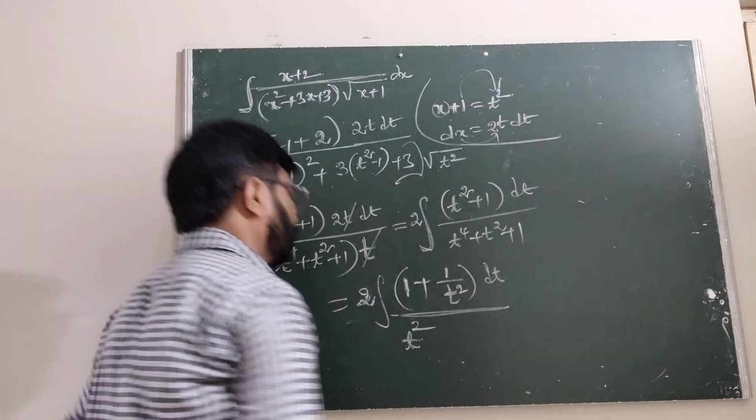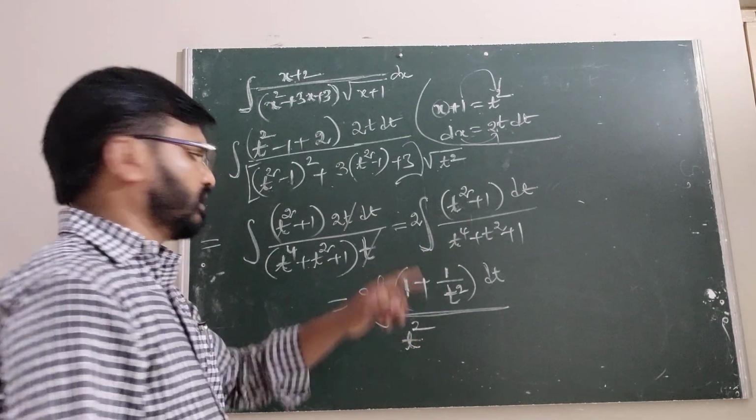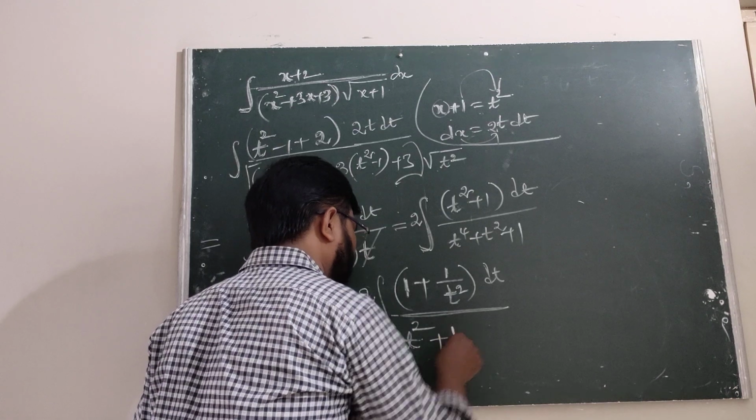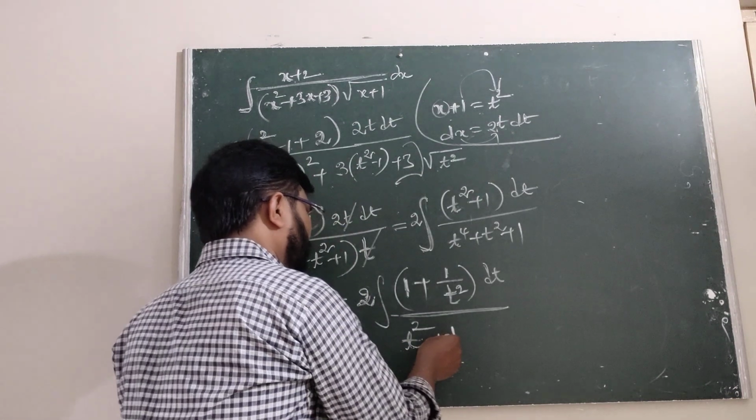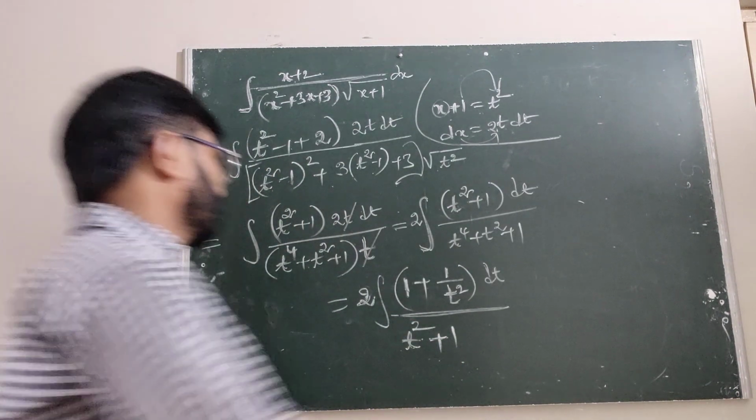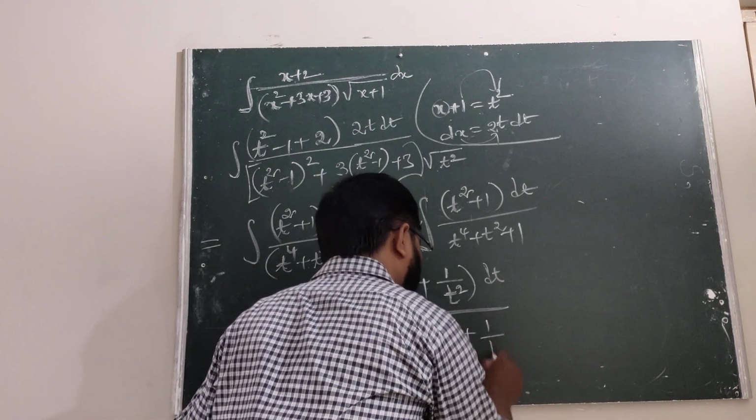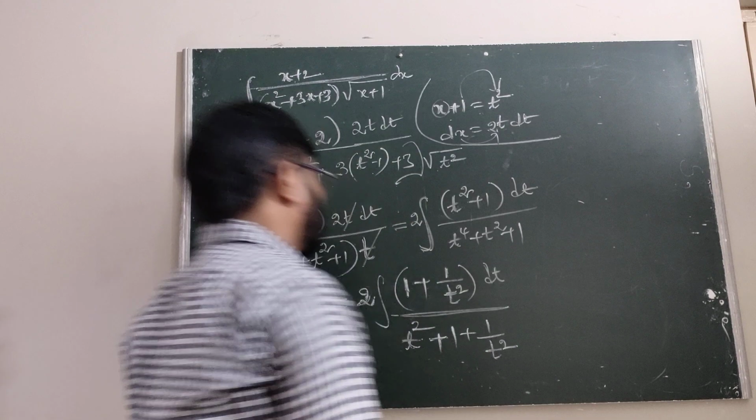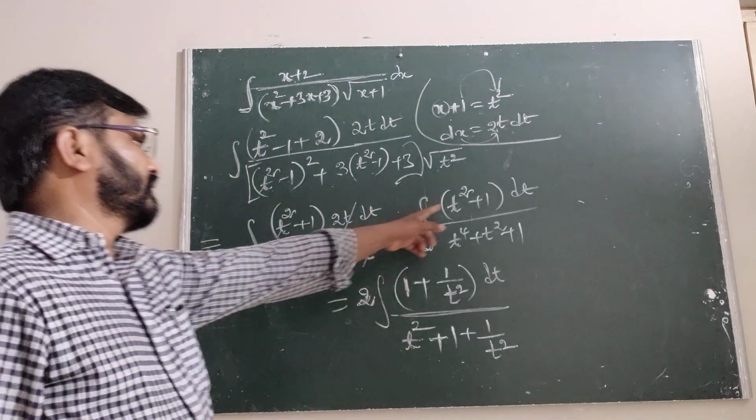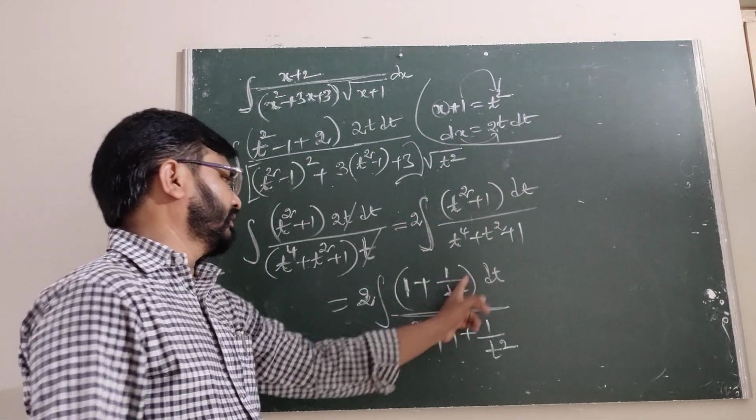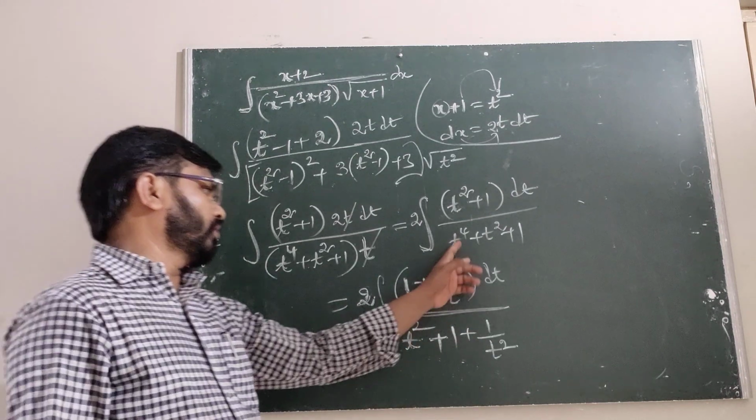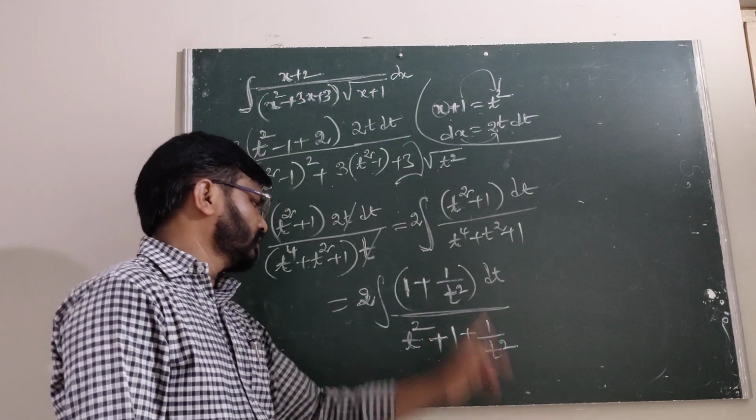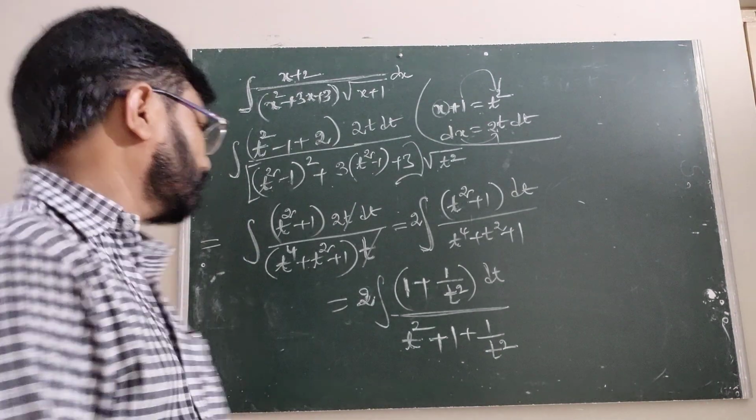Now this is the t square. T power 4 by t square is t square. Now t square by t square is 1, then it is 1 upon t square. Is it clear? Now t square by t square is 1, this is 1 by t square. After that t power 4 by t square is t square, and t square by t square is 1, this is 1 upon t square.